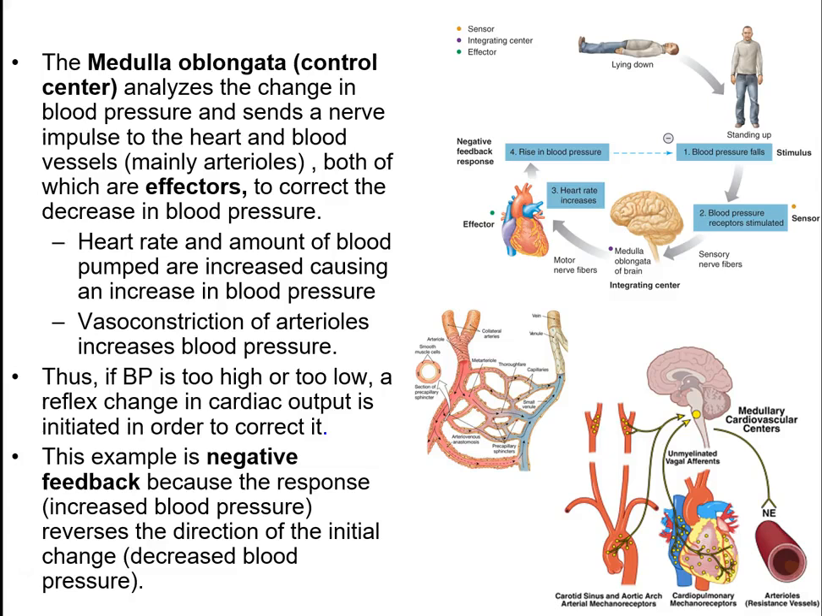So again, if blood pressure is too high or too low, that change in cardiac output is initiated. So this is negative feedback. We want our blood pressure to stay within a certain range to make sure all of our organs are getting appropriate amounts of blood flow, and we don't want it going above or below that. So this is our negative feedback system. The response, increasing blood pressure, reverses the direction of that initial change. So our blood pressure decreases, we reverse it by increasing blood pressure a little bit, at least temporarily, until the body is ready to maintain that same blood pressure at homeostasis when we are standing up.